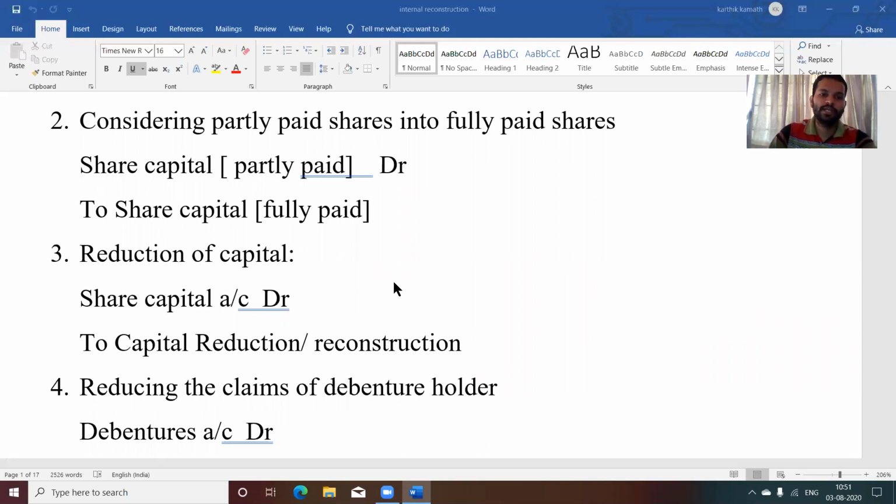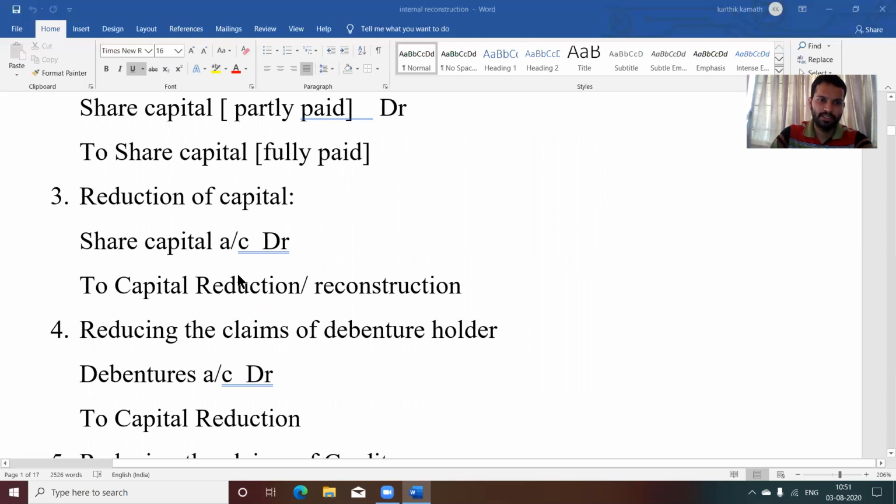So that is share capital account debit to capital reduction account. Basically, for all journal entries, capital reduction account is credited. So that is one of the things. So this is a very important journal entry.